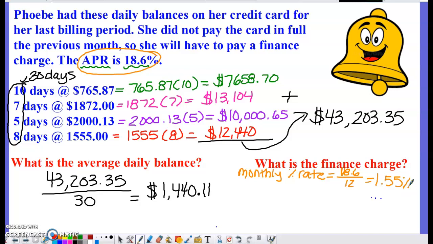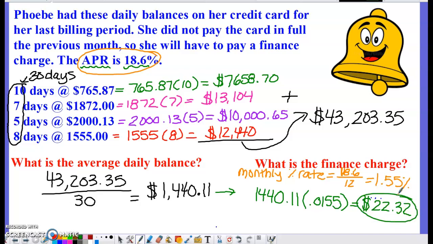So to find our finance charge, we have to take our average daily balance, which is $1,440.11, and multiply that by our monthly percentage rate, which is 0.0155. So that means just in finance charges at the end of this month, I'm going to have to pay an additional $22.32.